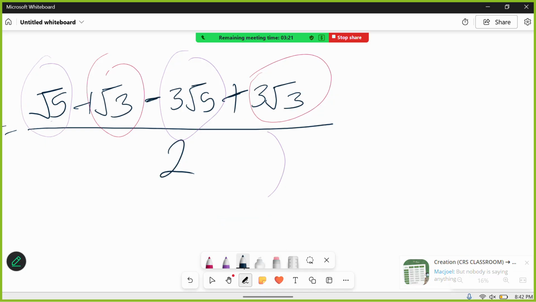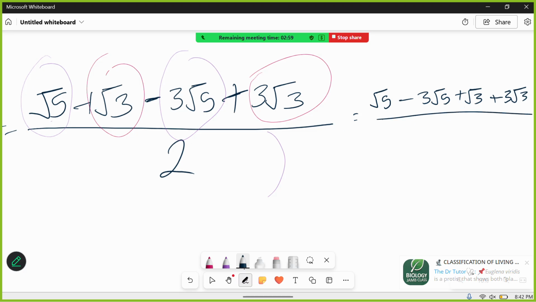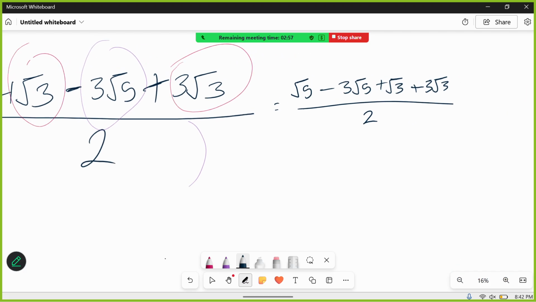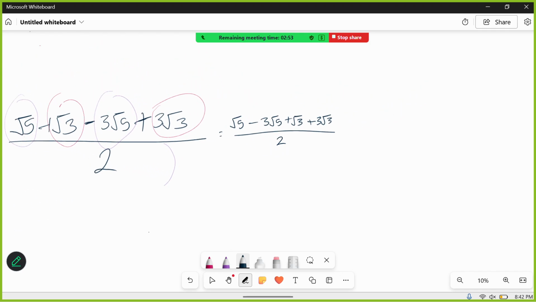Okay. Arranging them together, root 5 and root 3 come together. We have root 5 minus 3 root 5. Then this one with root 3 comes together also, plus root 3 plus 3 root 3 over 2. Are you getting? Very simple process. Are you getting? Okay.